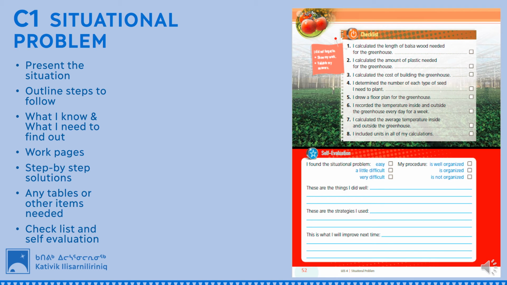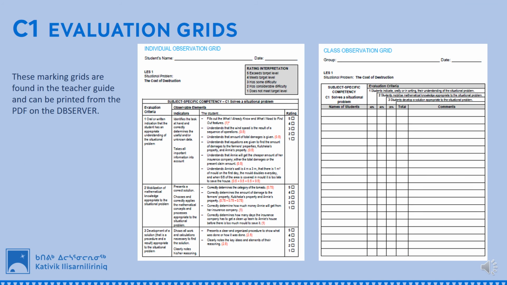Finally, at the end of the problem, there's a checklist for students to verify what needed to be done and a short self-evaluation. Once again, an individual marking grid and a class observation grid for the situational problem can be found in the teacher guide.